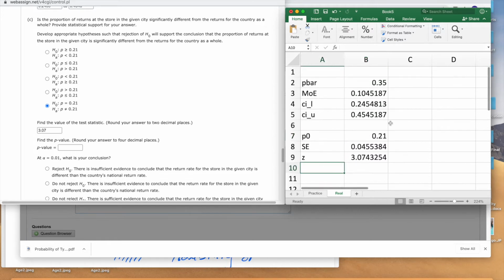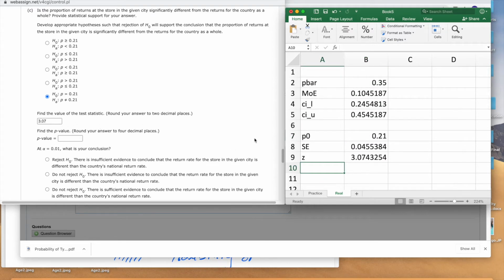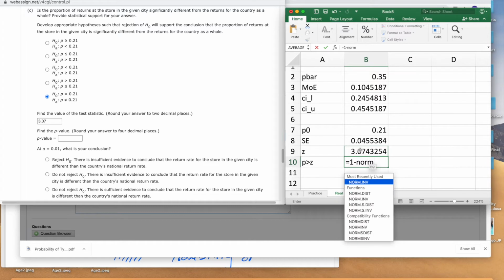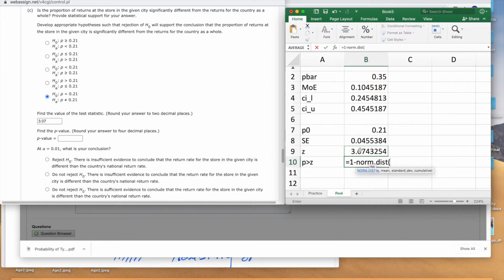So now let's figure out the probabilities. We need the p-value. So we'll start by finding the probability of being greater than z, because we want that upper tail. So let's do equals 1 minus. I'm doing a probability to the right. The formula norm.dist gives me the probability to the left, so that's why I have to do 1 minus to get the probability to the right. What number? This one. What's the mean of the standard normal distribution? What's the standard deviation of the standard normal distribution? Always the same here.